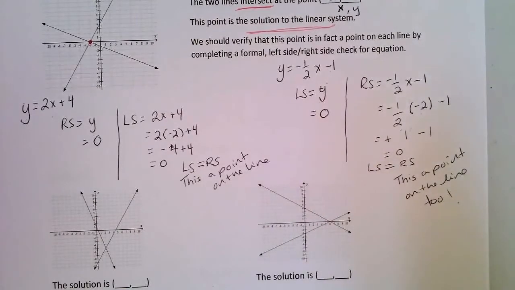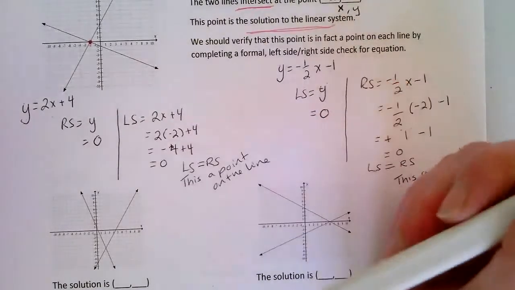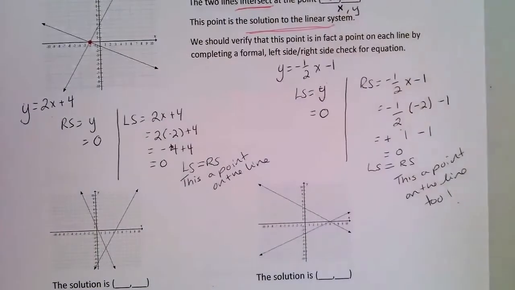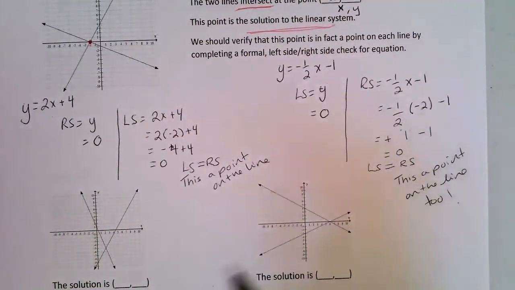Okay, so what you need to do is take each equation and graph it. In this case, both equations were in y equals mx plus b form, so it made our graphing a little bit easier. And once you have the graphs, you are looking for the point of intersection. Where do the two lines meet? You want to identify the coordinates of the point where the lines meet, because that is a solution to your linear system.